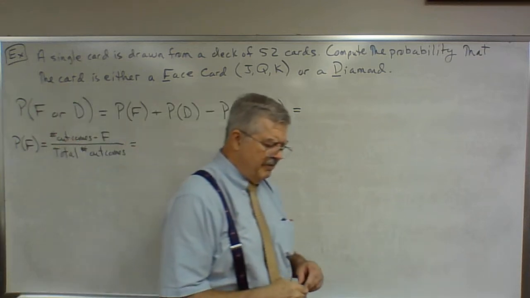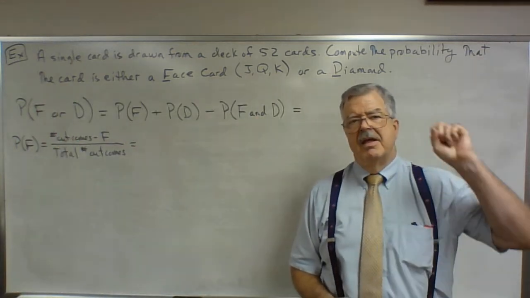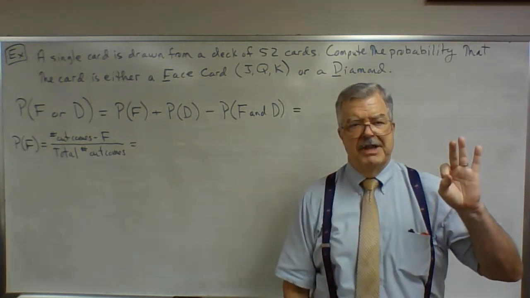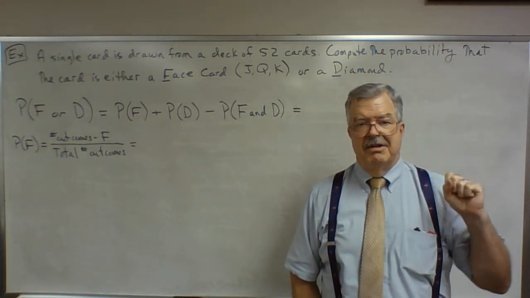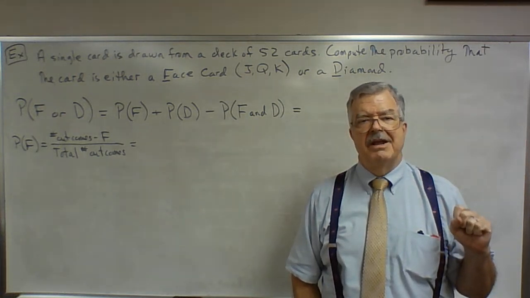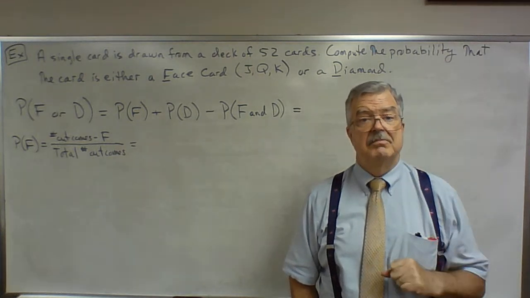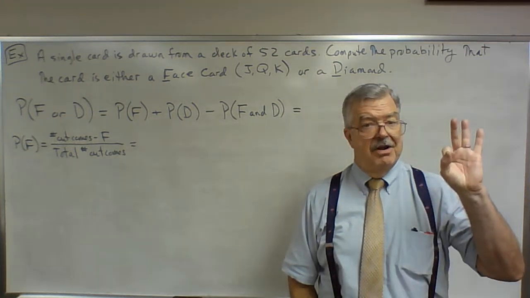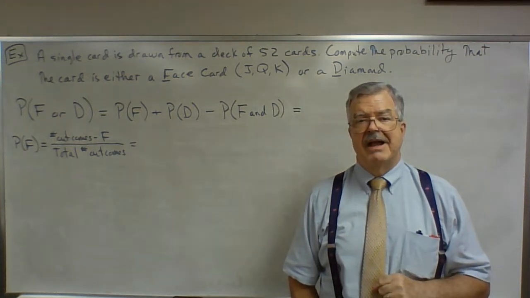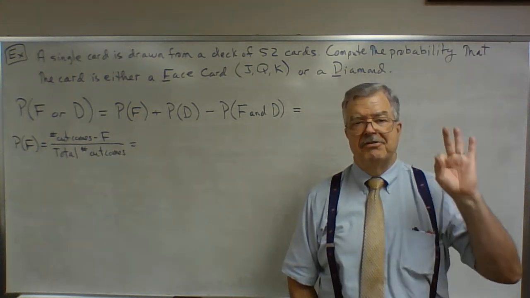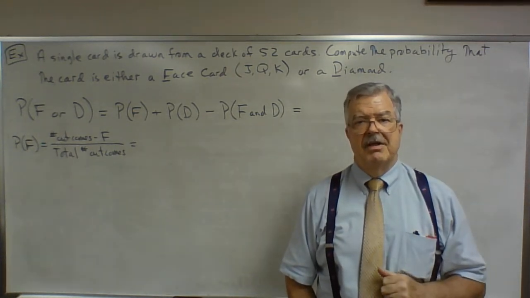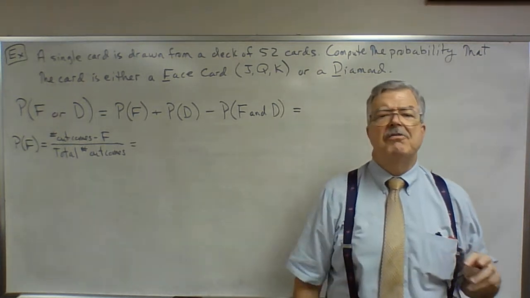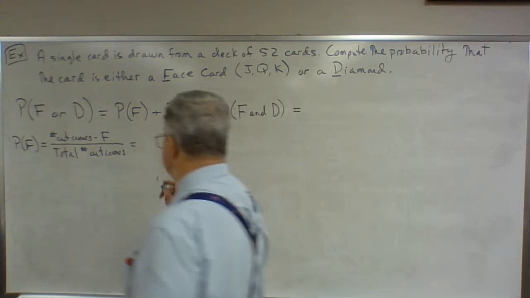How many outcomes give us a face card? Jack, Queen, King of clubs, there's 3. Jack, Queen, King of diamonds, there's another 3. Jack, Queen, King of hearts, there's another 3. Jack, Queen, King of spades, there's another 3. So that's 3 plus 3 plus 3 plus 3. There are 12 ways that we can get a face card.